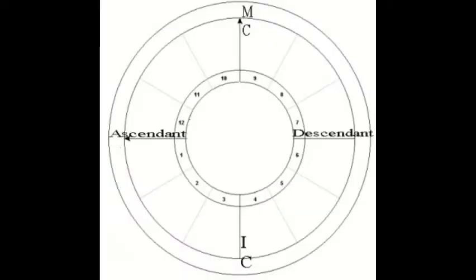Then we have the ascendant, such a word. Ascendant is the sign and the degree of the sign that is rising on the Earth's eastern horizon at the birth moment. Okay, the sign that was rising when you were born, and the degree it is in. And this indicates your first house beginning. Ascendant is always at the cusp of the first house.